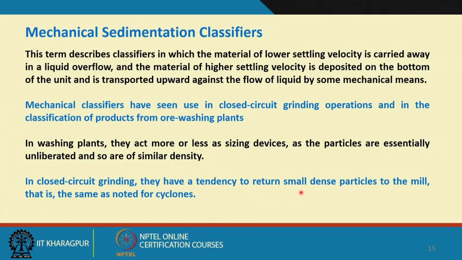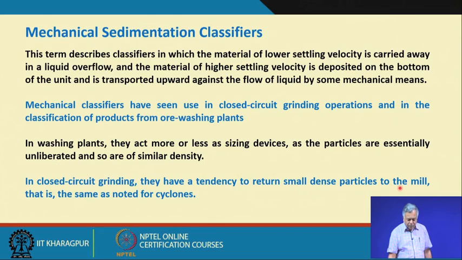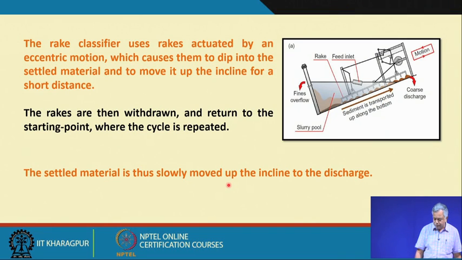But in the case of closed circuit grinding, they have a tendency to return small dense particles to the mill, that is the same as noted for cyclones. So, this we will discuss when we discuss the cyclones, that is your centrifugal classifiers.